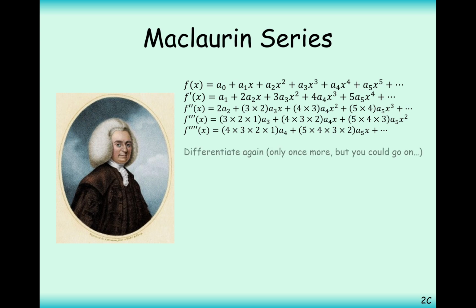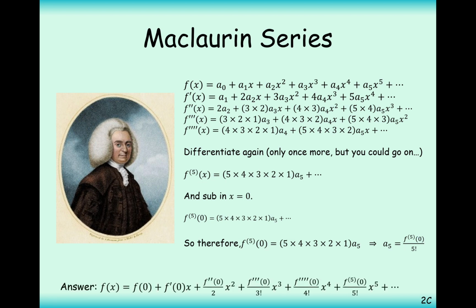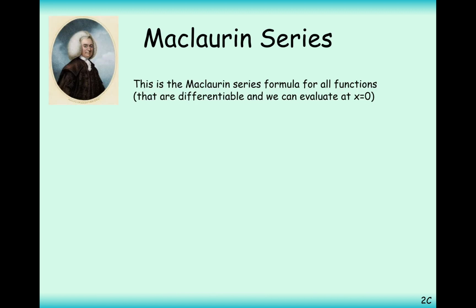We'll do one more, differentiate once more. We've got 5 factorial times a5 here when you differentiate 5 times. We won't put 5 dashes anymore, we'll just put in brackets 5, and then the fifth coefficient is equal to the fifth differential of f, put in 0, divided by 5 factorial. And there we are. This here is the Maclaurin series expansion for any function that can be differentiated and then have 0 substituted into it.